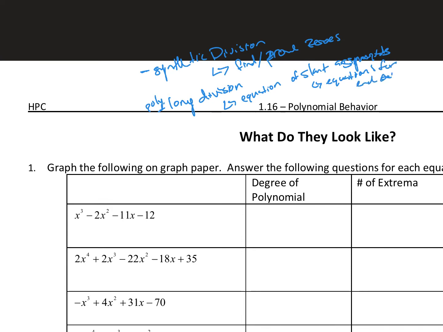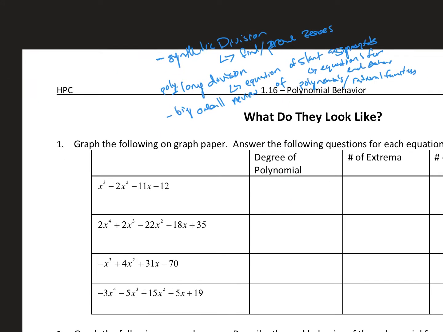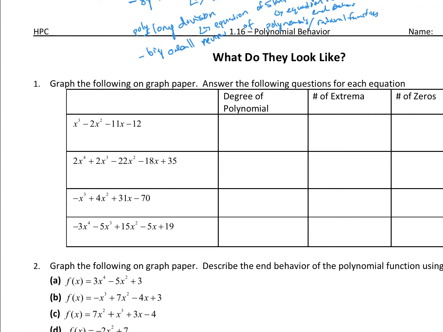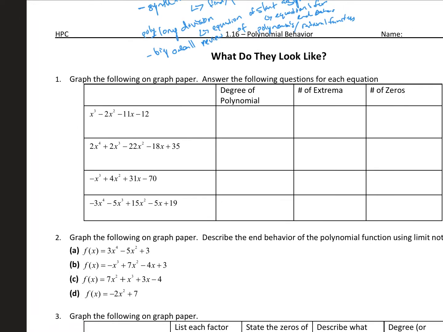And the last part is just a big overall review of polynomials and also rational functions. So that's our goal here. I'll just skip through as many of these problems from the two sections that I think are most important.